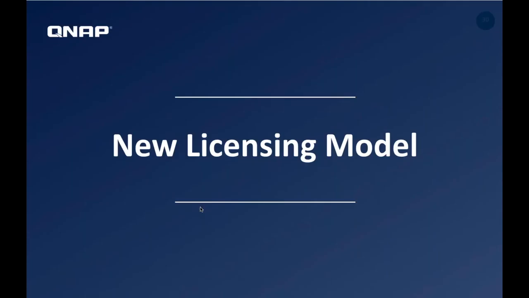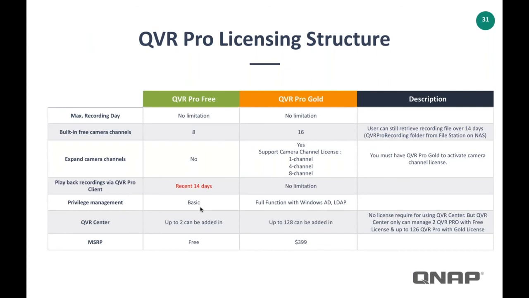So now let's talk about our licensing model, because for a lot of people, affordability is very important. And for most people, they'll find that QVR Pro is more affordable. QVR Pro has two versions: the free version and the gold version. With the free version, you get 8 free camera licenses, and that's why it's more affordable for most people than Surveillance Station. With Surveillance Station, maybe with some NAS you get 2 free licenses, some 4, and there were some NAS with 8 licenses, but for a lot of people, they only had 2 or 4 free licenses with their NAS. Well, with QVR Pro, you get 8.